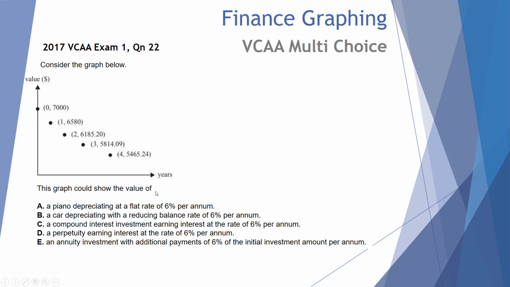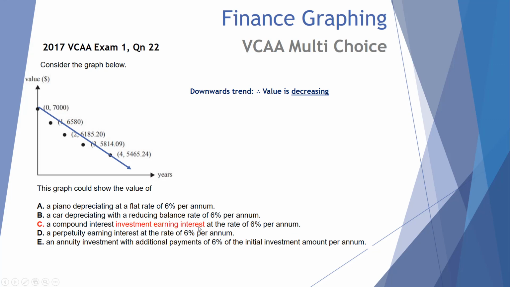So this graph could show the value of, and we've got again 5 options. Let's have a look. It's a downwards trend, which means the value is decreasing. Let's start with that as a checkpoint. So option C says a compounding interest investment earning interest.